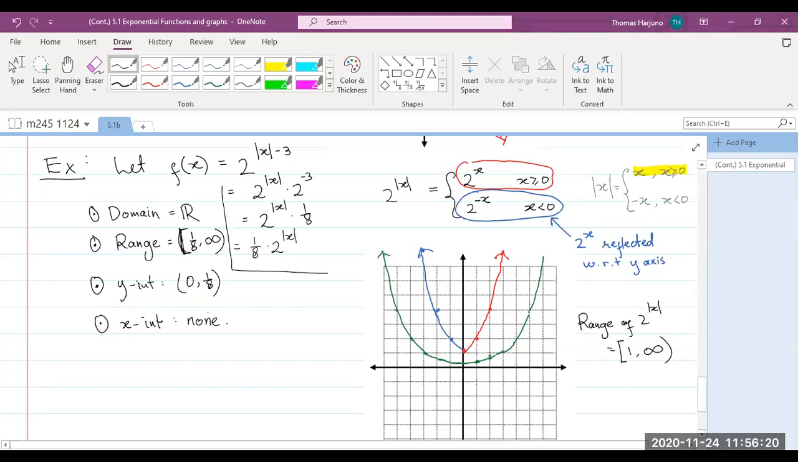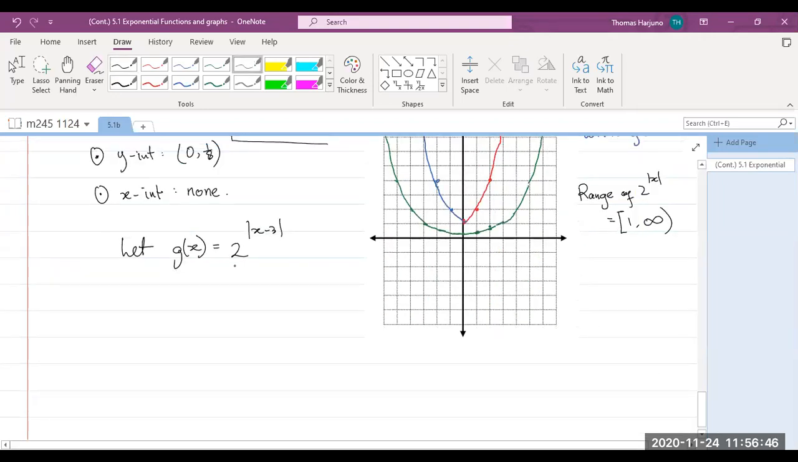But my preference is really that you graph 2 to the absolute of x first and then manipulate it. You can also imagine what happens if I have, for example, just continuing from there, g of x equals 2 to the absolute of x minus 3. Now this is the graph of 2 to the absolute of x moved right 3 units.